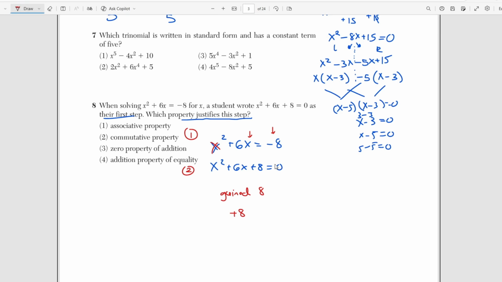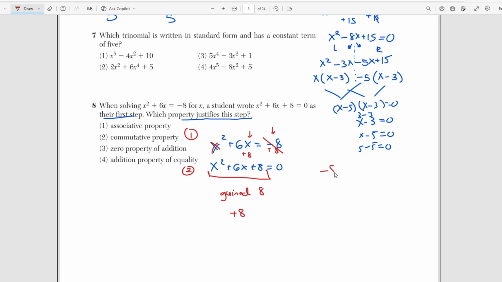Well, she just moved the 8 onto this side, right? This side no longer has an 8, and this side gained an 8. So she had to move this 8 from one side to the other. How can you do that? Well, you can just add 8 on both sides, right? Negative 8 plus 8 cancels each other out to get 0, and then x squared plus 6x plus 8 turns into what you have left on the other side. So in this case, you just added 8 to both sides, okay?